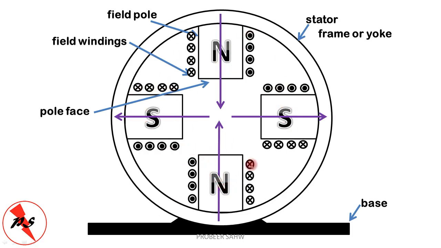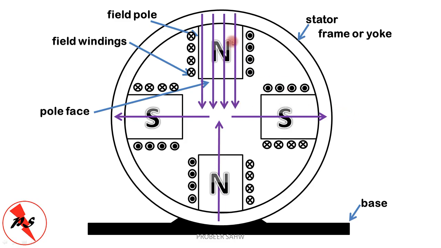Now it is very convenient and the figure is very neat. So this is the frame or yoke, this is the field pole or pole core, these are the field windings, and the current direction is shown by this cross or the dot. These are the pole faces, and this arrow marks the direction of the magnetic field.